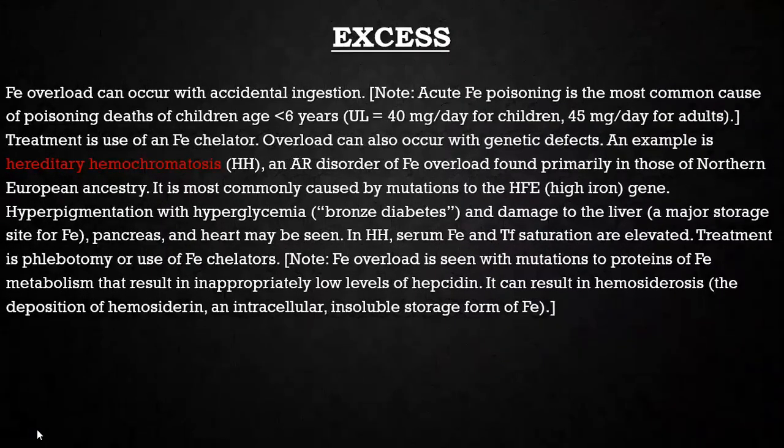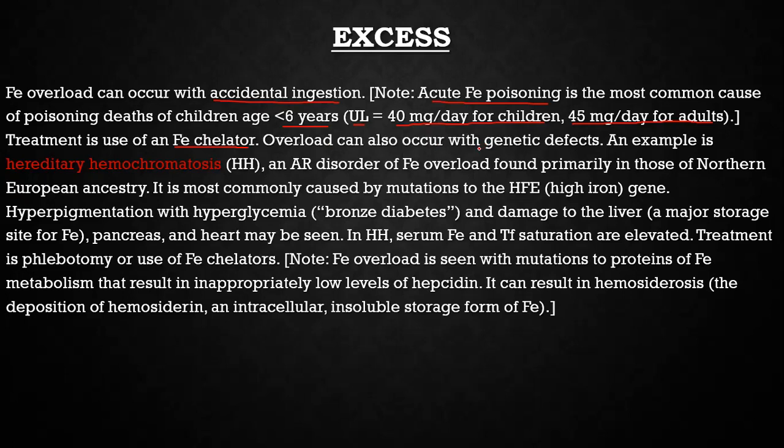Now let's look at iron overload or excess. Iron overload can occur during accidental ingestion of iron, and please note this, that acute iron poisoning is the most common cause of poisoning deaths in children below the age of 6. The upper intake limit of iron is 40 milligrams a day for a child and 45 milligrams a day for an adult. Any level beyond that is toxic, and it is treated by use of an iron chelator.